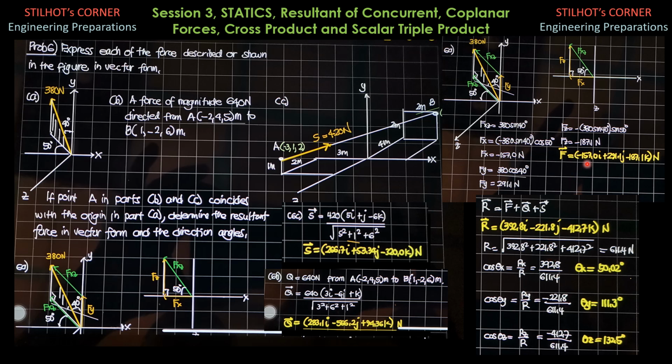Cosine theta y is Ry over R. Ry is negative 221.8 here, the original, then divide by R. Theta y is 111.3 degrees.